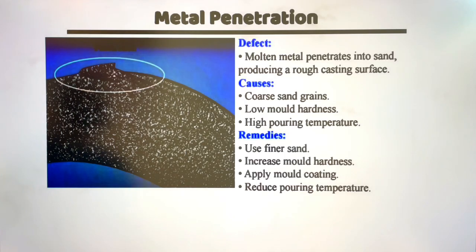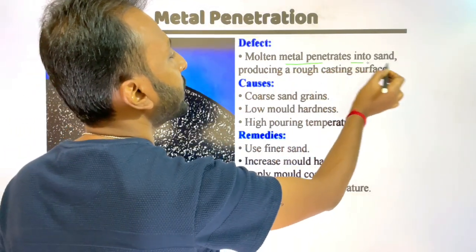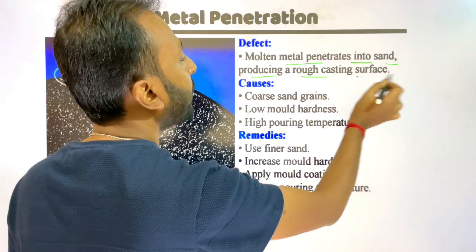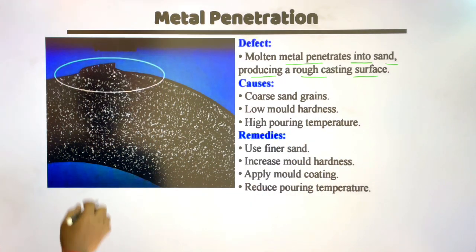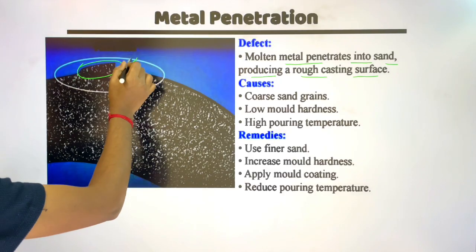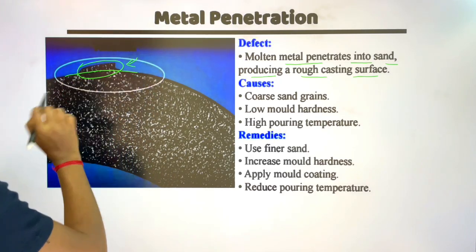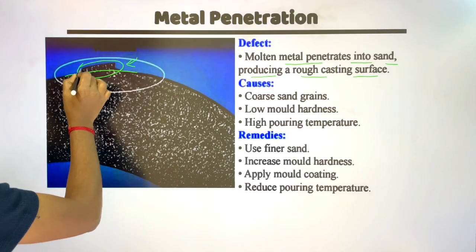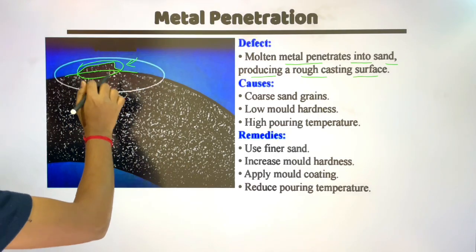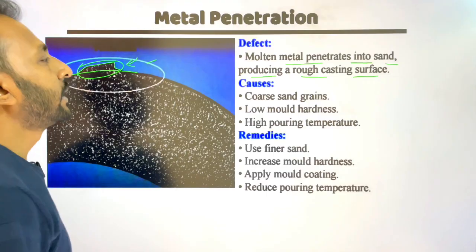So next one is metal penetration. Molten metal penetrates into sand, producing a rough casting surface. In this figure we can clearly see this portion has been penetrated into the molding sand. This surface should be like this, but this portion has been inserted into the molding sand. This is the metal penetration.